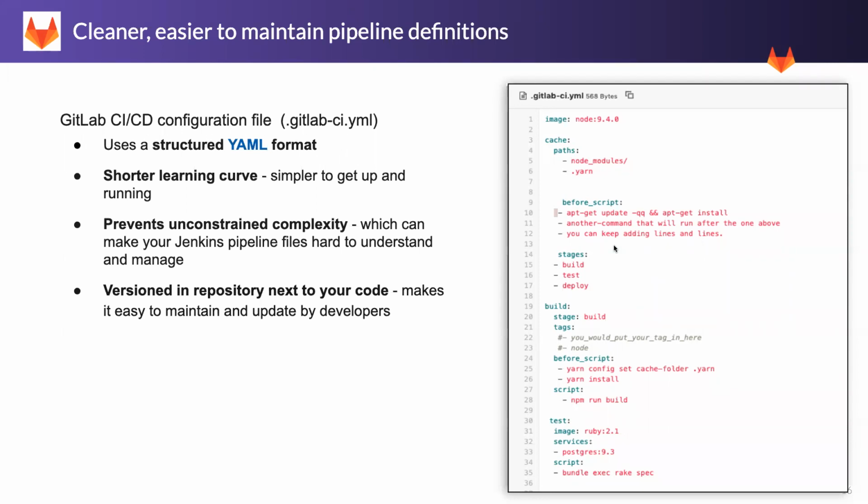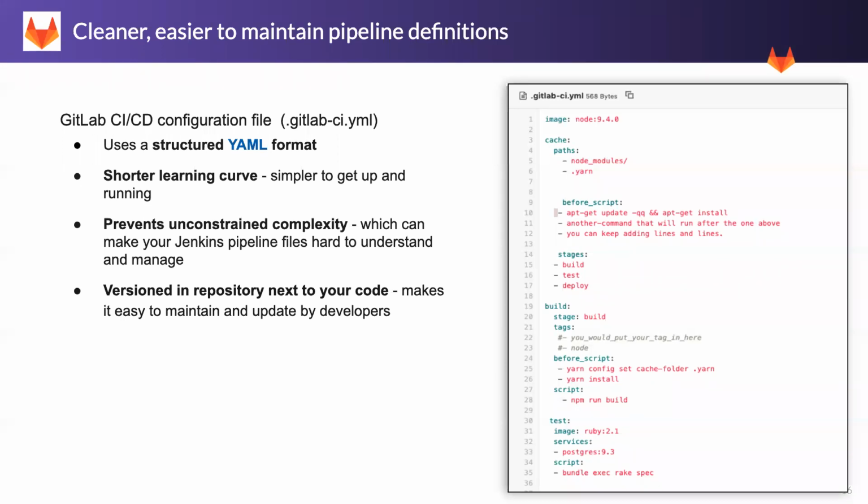It has a shorter learning curve, and it makes it very simple to track and understand what is going on, because all of the logic is outside of this configuration file. And of course, this file, like the Jenkinsfile in Jenkins 2.0, is part of the repository, which means it's versioned.